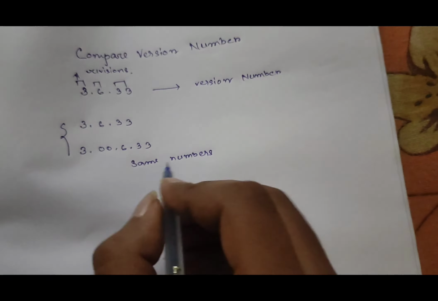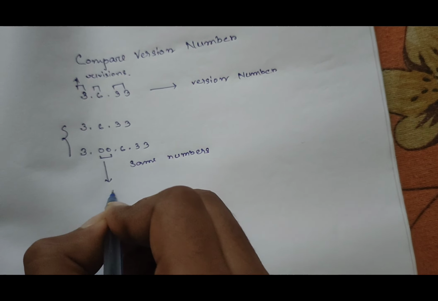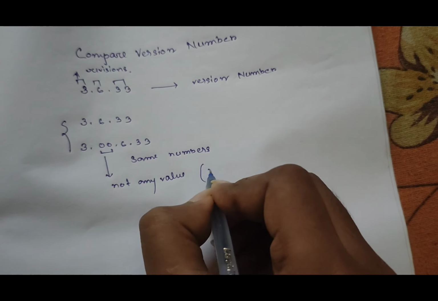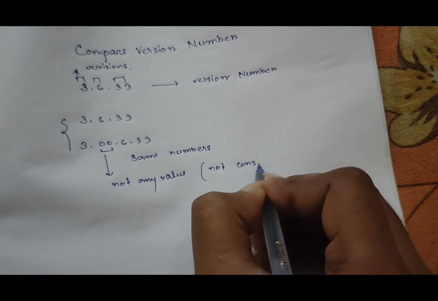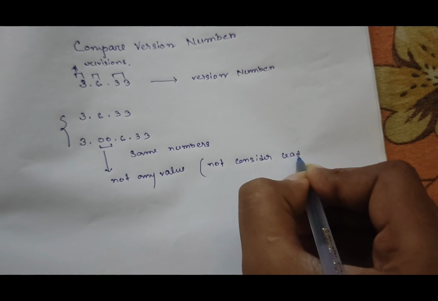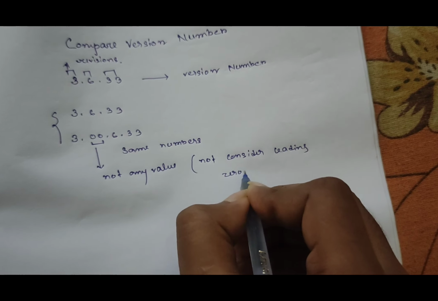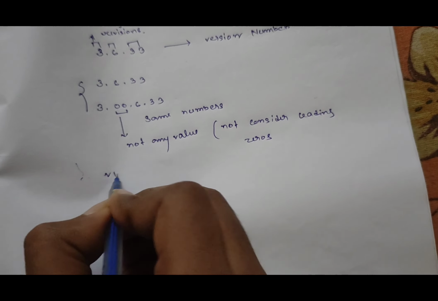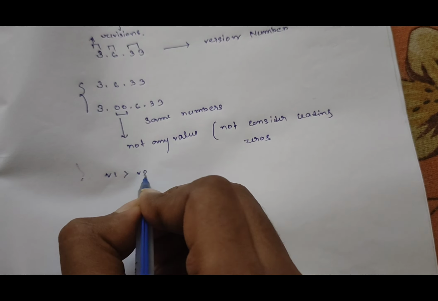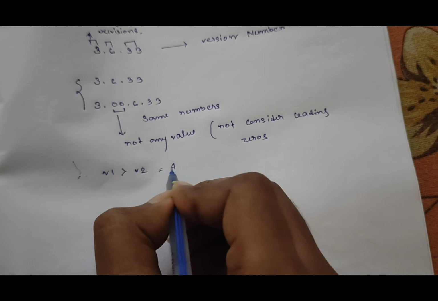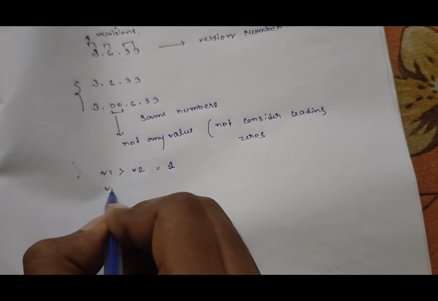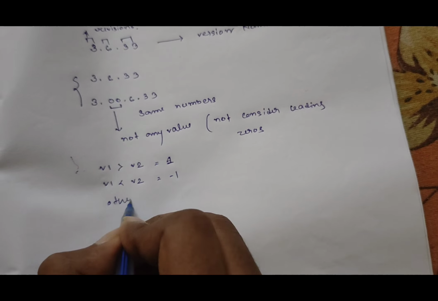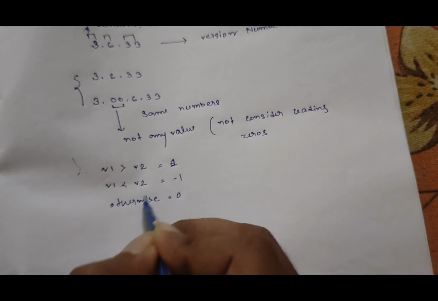Why? Because we do not consider leading zeros. And they also say that if version 1 is greater than version 2, then return 1. If version 1 is less than version 2, then return -1, and otherwise return 0.